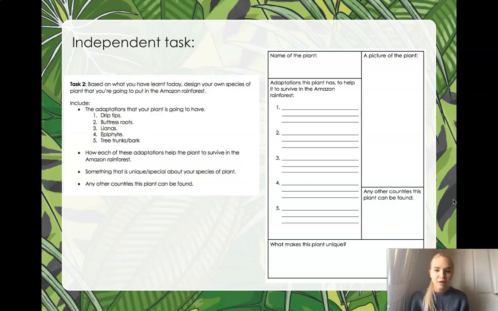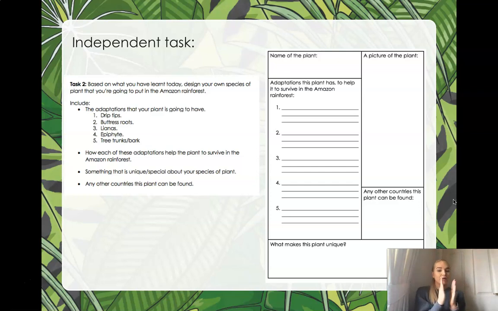Your plant might have buttress roots to help the plant stay upright. Your plant might have lianas growing up the side of it to be able to reach the sunlight. Your plant might have epiphytes growing on it too that get their nutrients from the water and the air.